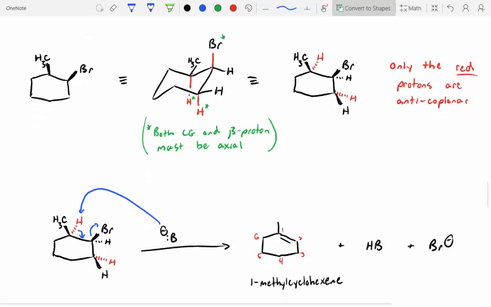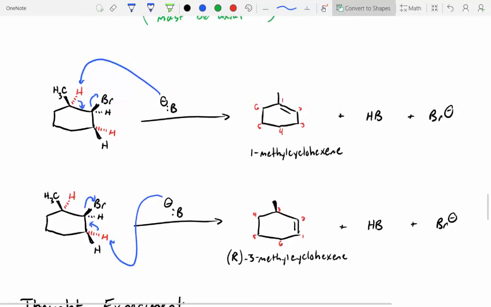So let's take a look at these E2 products along with their name. First one, I'm going after that top proton in red. We're going to clamp down and we'll end up forming one methyl cyclohexene. For the bottom reaction, we're going to get that other red proton and we're going to form R3 methyl cyclohexene.